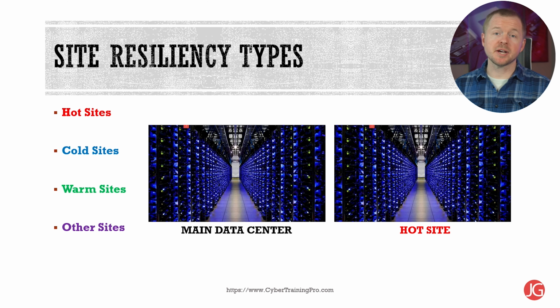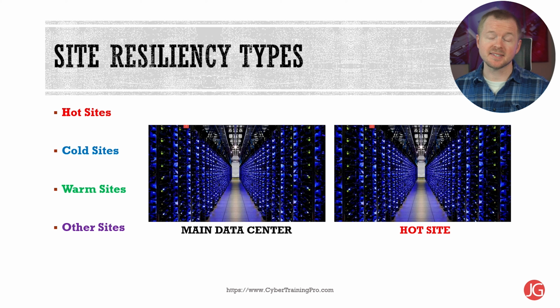Continuity of operations planning, or COOP, or co-op, is focused on restoring mission essential functions at a recovery site after a critical outage. For example, if our main location is down completely for whatever reason and we need to spin up an alternate location. Site resiliency is the idea that we can use a recovery site or an alternate site to take over during a disaster. There's a few site options that we have to choose from.